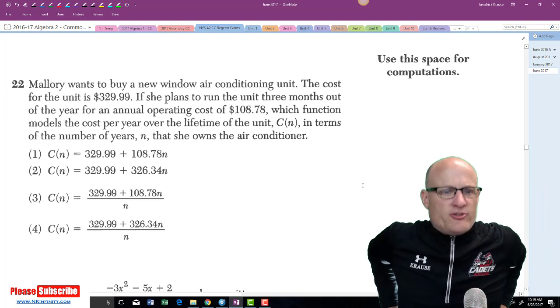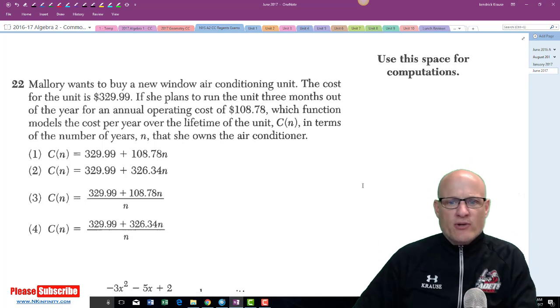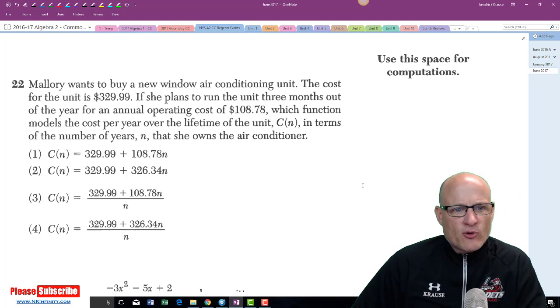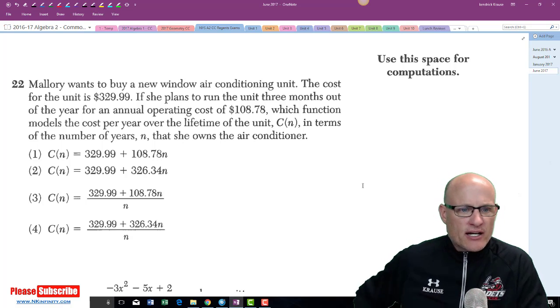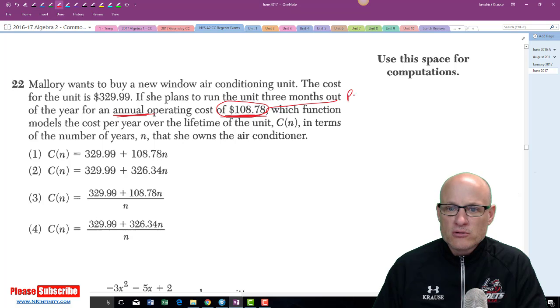Mallory wants to buy a new window air conditioning unit. The cost for each unit is $329.99. If she plans to run the unit for 3 months out of the year for an annual operating cost of that. All right, so we've got to be careful here. Annual operating cost is $108 per year. Which function models the cost per year over the lifetime of the unit, in terms of the number of years, N?